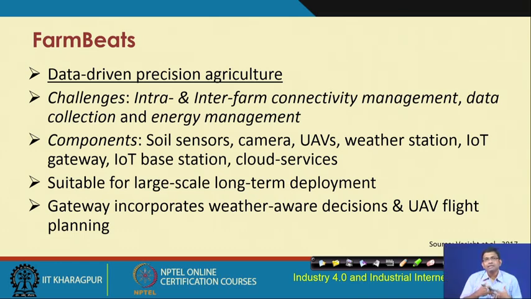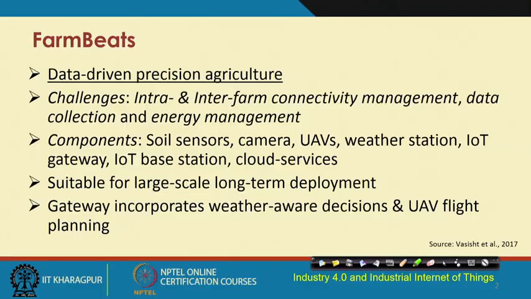In this work, FarmBeats, they talk about the use of different sensors such as soil sensors, cameras, UAVs, weather stations, IoT gateways, base station, cloud services, etc. Together they come up with an integrated architecture which can be deployed in agricultural farms to have an efficient mechanism for collecting data and processing it as quickly as possible, and eventually feeding it back to the user for further use.